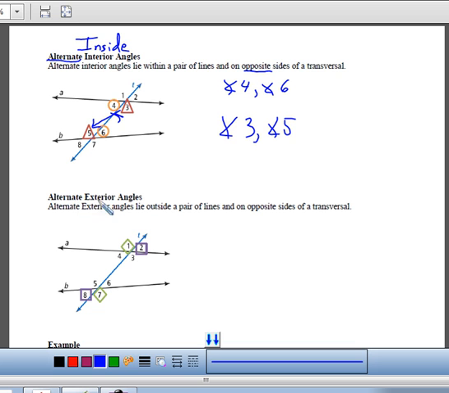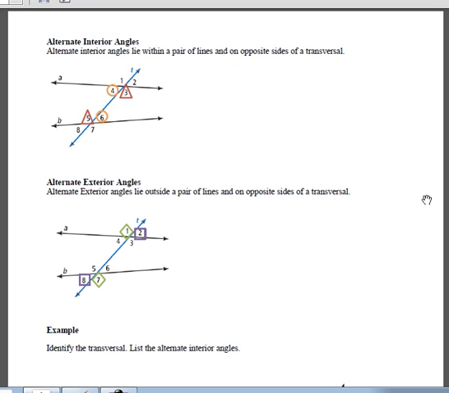So, the next type of angle we're going to learn about is alternate exterior. Exterior means outside. So this time they're outside of the two lines. And again, we've got two pairs of them. So angle 1 goes with angle 7, and angle 2 goes with angle 8. Those are the examples of the alternate exterior angles. Okay, so now let's try to figure this out.